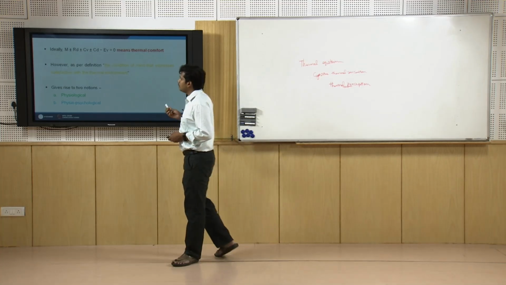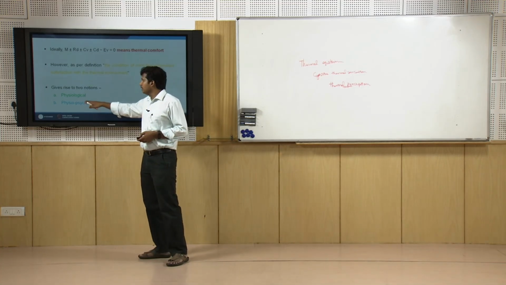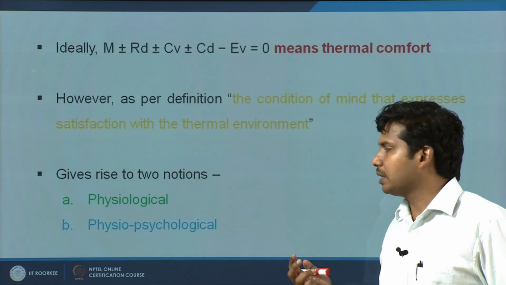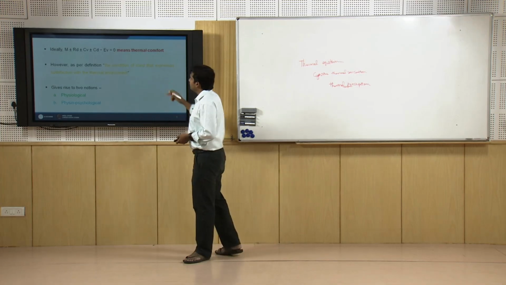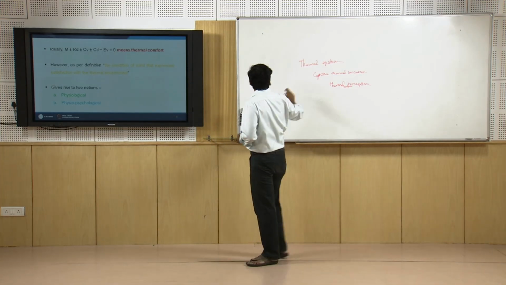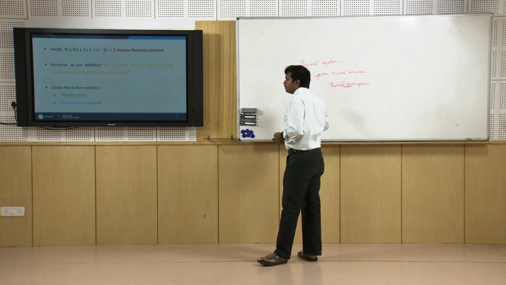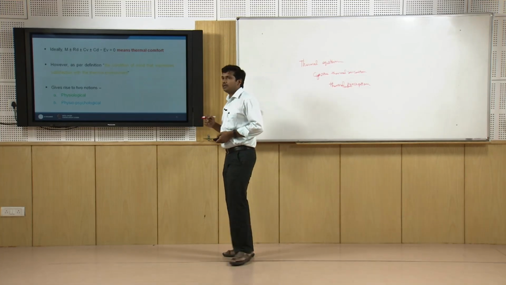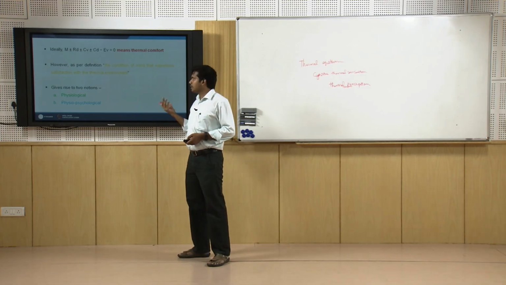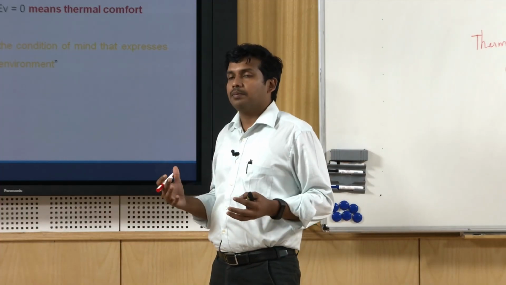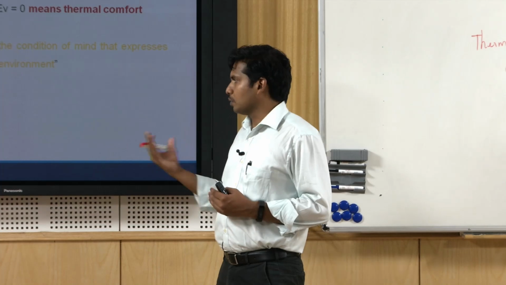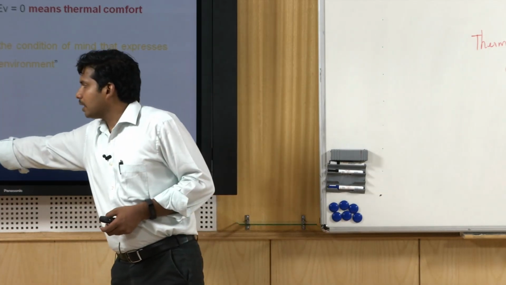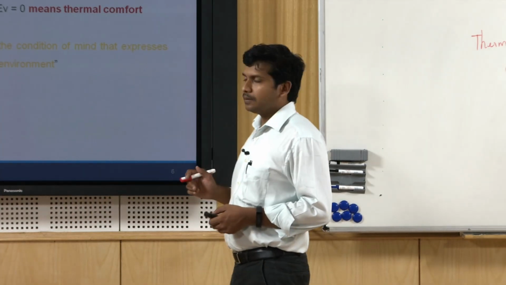Here we come into two terms or two notions of thermal comfort. One is the physiological approach to thermal comfort, next is the physio-psychological approach to thermal comfort. If you look purely at the heat balance model, thermal equilibrium and cognitive thermal sensation, then you can deal with it in terms of the physiological approach. That is, you are talking about the core body temperature, skin temperature, ambient temperature, and how heat exchange happens between these three nodes.